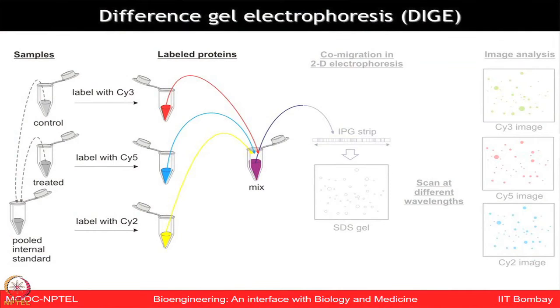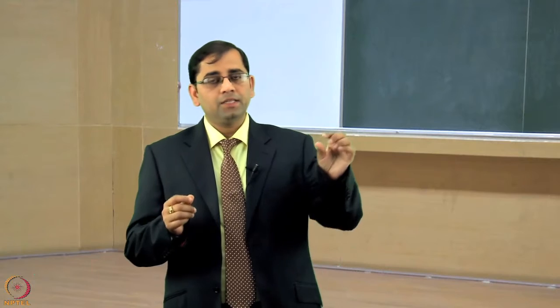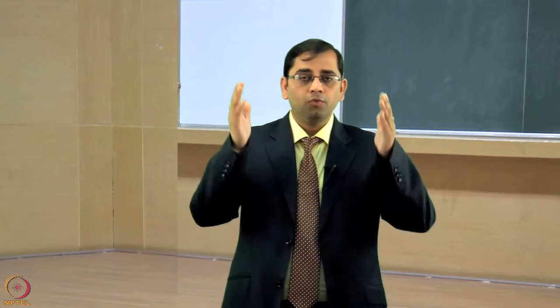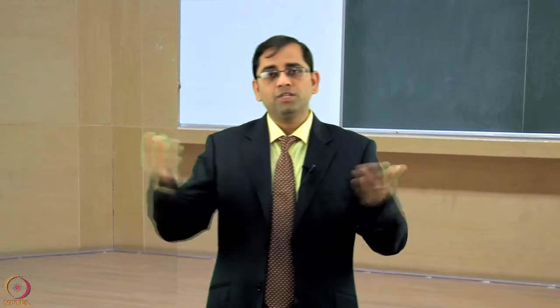So, let us look at the overview of difference in gel electrophoresis. Imagine your control sample is labeled with one of the cyanine dyes, which is Cy3 dye, and your treated sample is labeled with Cy5 dye, and you have 10 healthy individuals and 10 diseased individuals. You can label them separately with Cy3 and Cy5 dyes, but because you are going to run one healthy and one diseased individual sample on one gel, you have to run 10 gels.